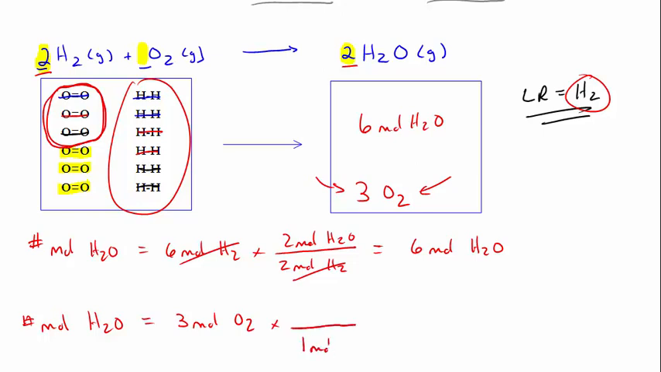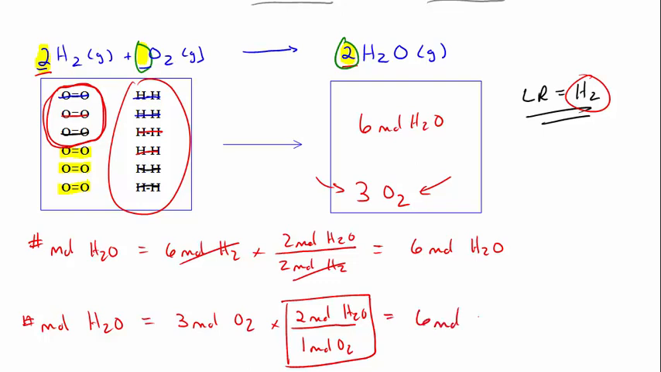According to this, for every 1 mole of O2, we can make 2 moles of H2O. Where do I get this little ratio from? I get it from the balanced reaction, and I'm going to do this in green. For every 1 mole of oxygen, I can make 2 moles of water. Knowing that, if I do this math, once again, I get 6 moles of H2O. So either way we look at it, both give us the answer that we want, which is how much water can we make.